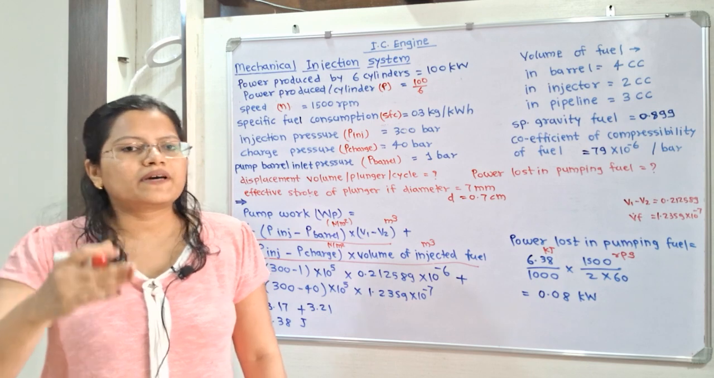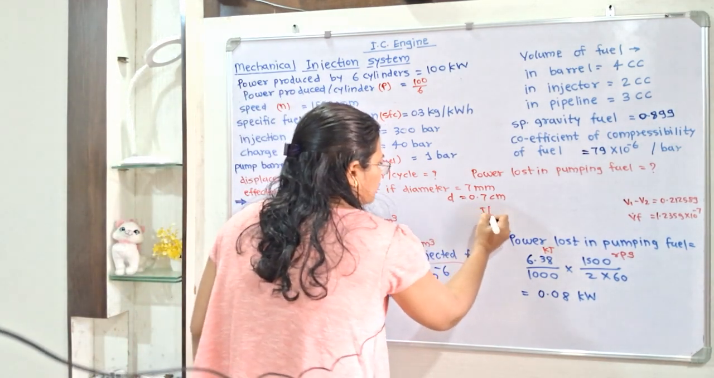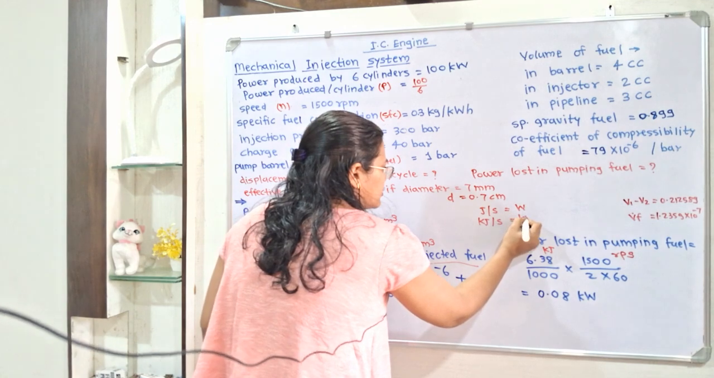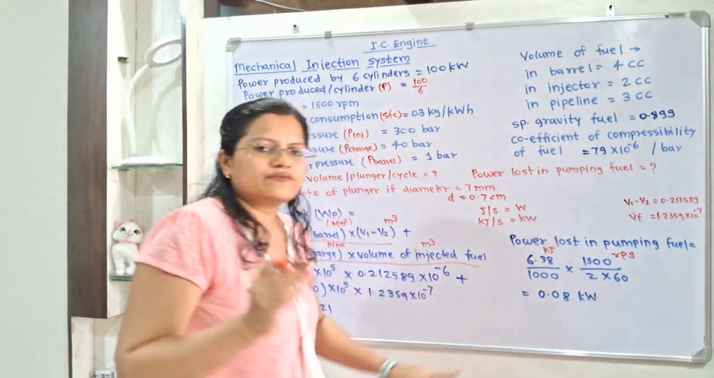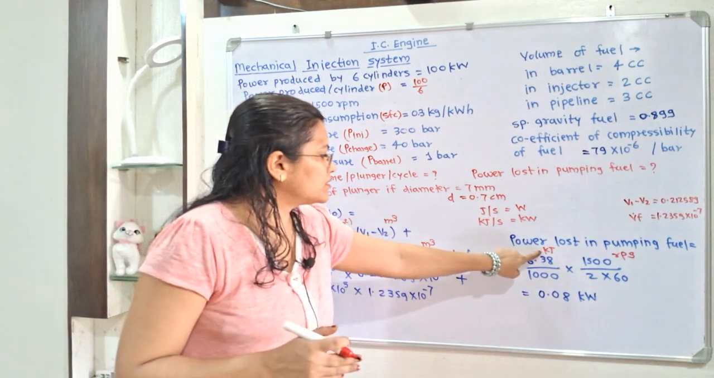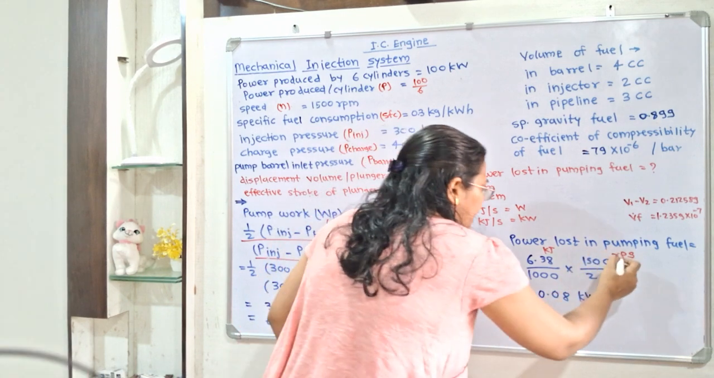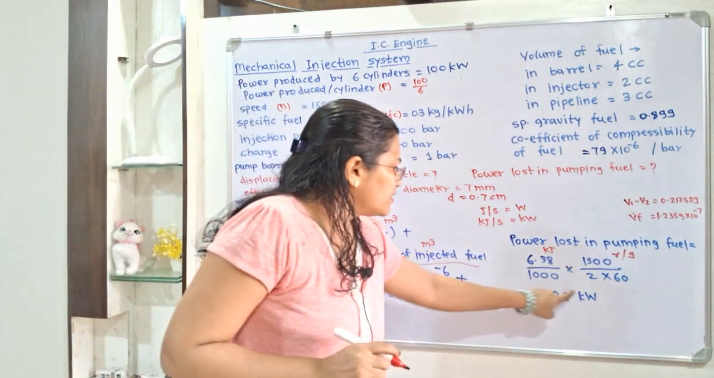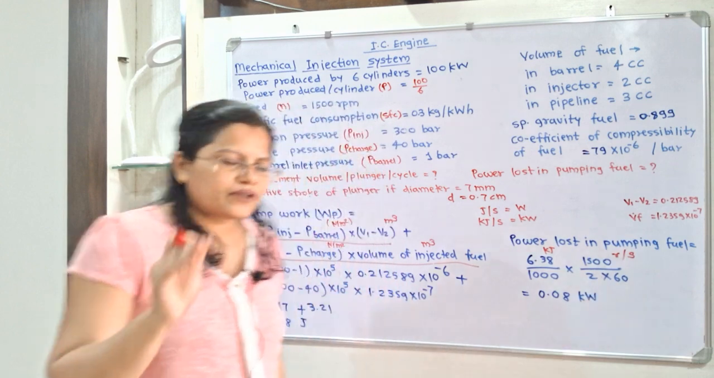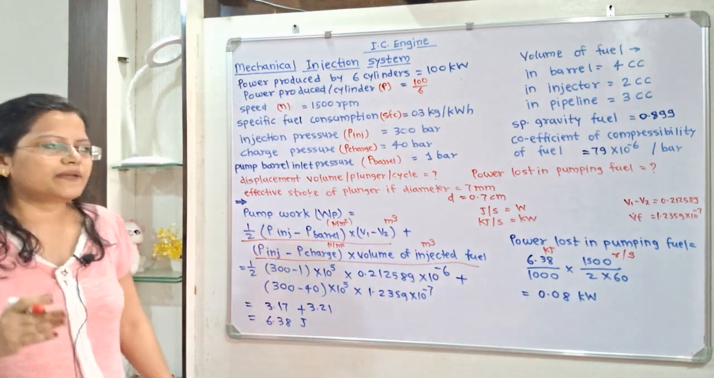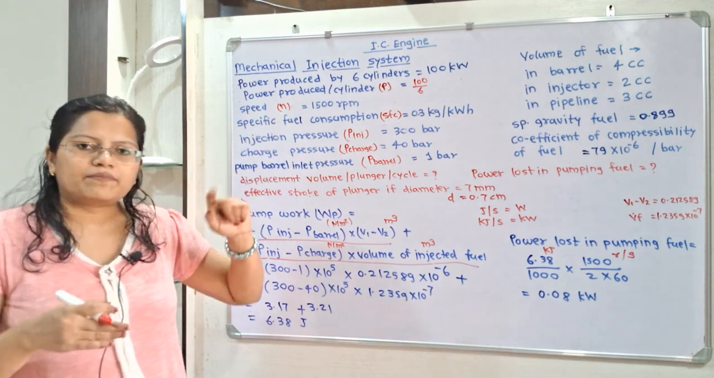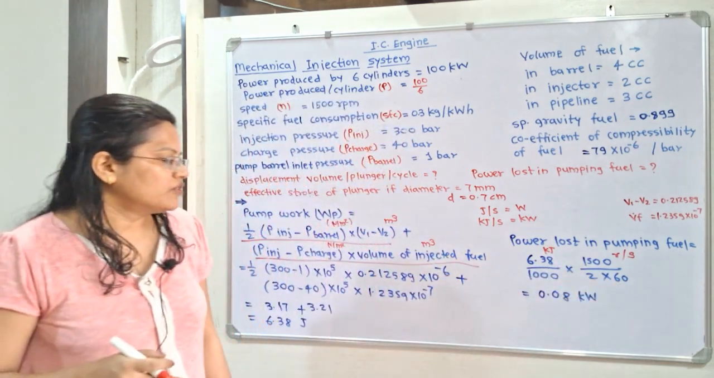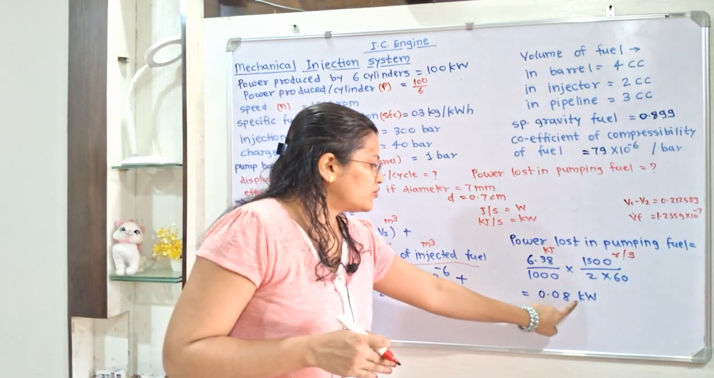Now we know that joule per second is known as watt, and kilojoule per second is known as kilowatt. So for this power lost we will get the answer in kilowatt, because here is kilojoule per second and here RPS, that is revolution per second. So here is the formula: power lost in pumping fuel is equal to pump work multiplied by the speed n divided by 2, but the speed should be in RPS, so we will divide here by 60. So here the answer is 0.08 kilowatt.